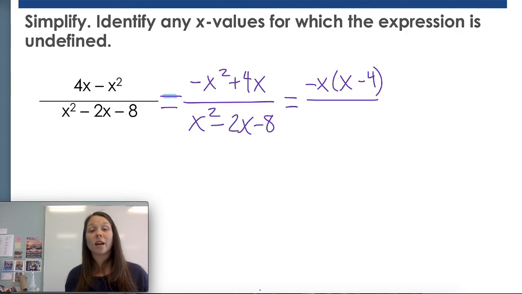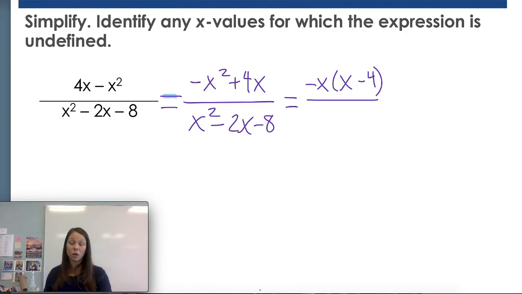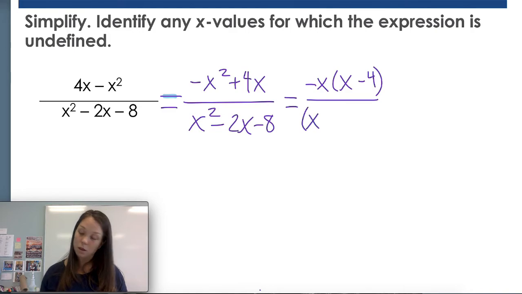In the denominator, x squared minus 2x minus 8, what multiplies to negative 8 but adds to negative 2 would be x minus 4 and x plus 2.